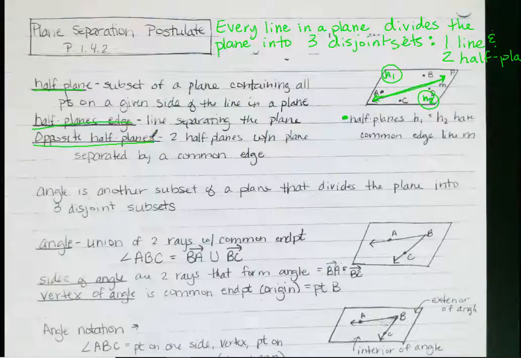All right, the next note here: an angle is another subset of a plane that divides the plane into 3 disjoint subsets.